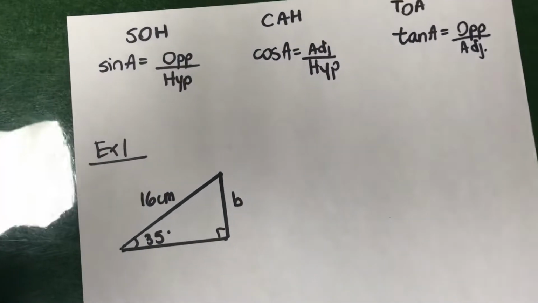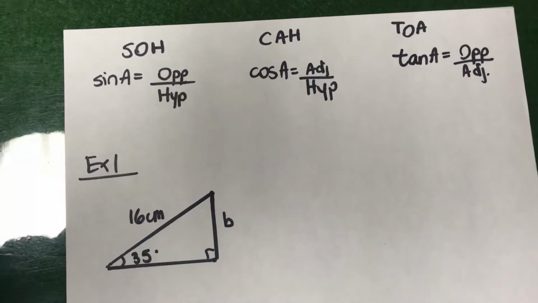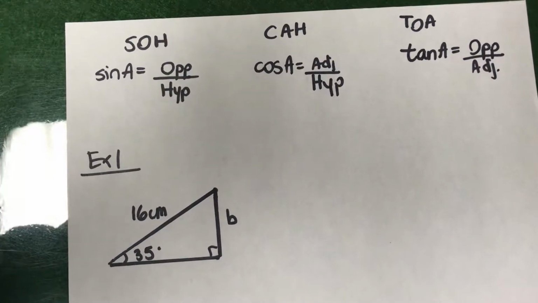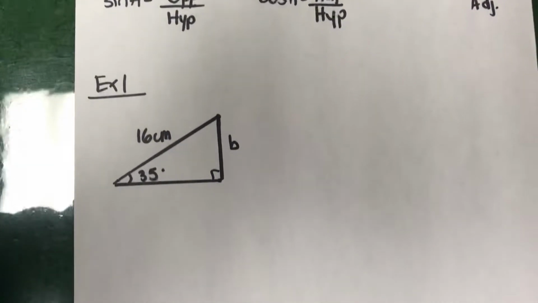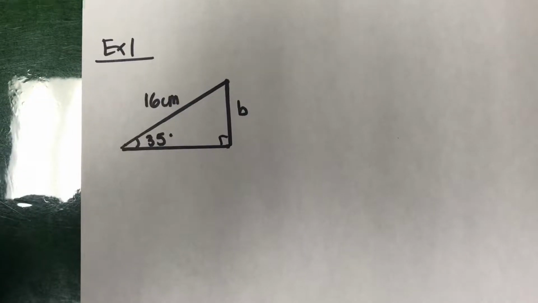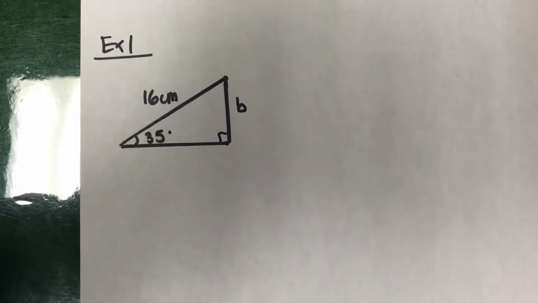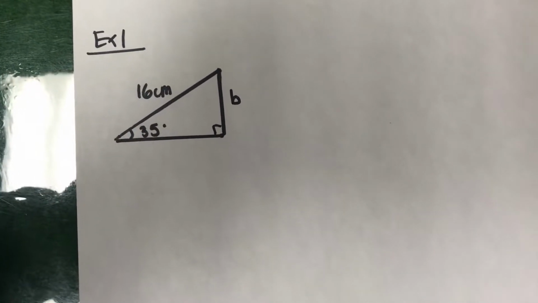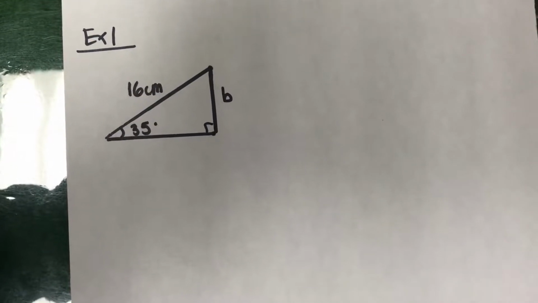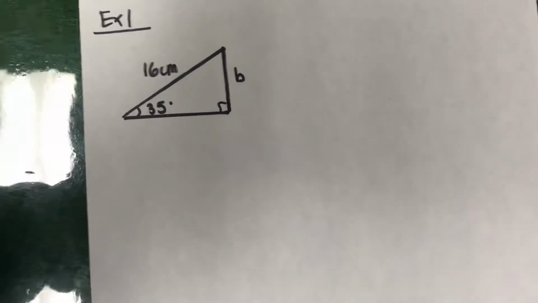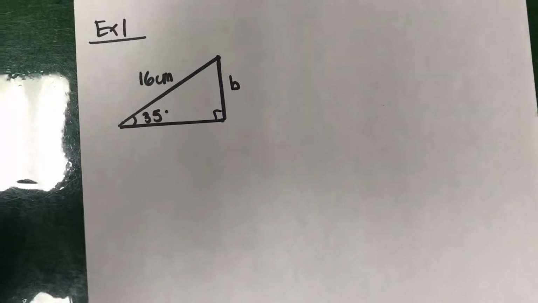So I've listed the steps to finding the missing side on the slide, and I'm going to go through the steps and show you how to do that. So I copied the triangle onto my page, and I encourage you to copy the triangle every time because you'll need to be able to label it, and that's our first step.